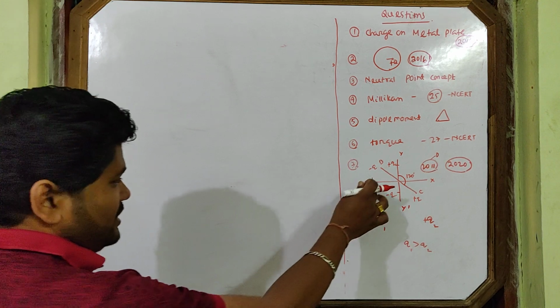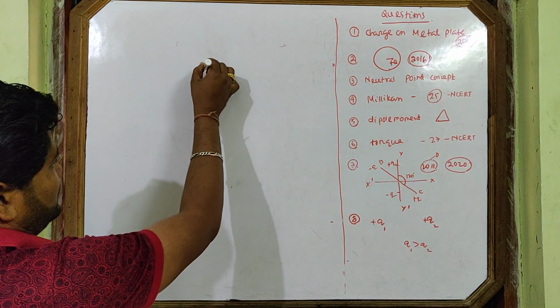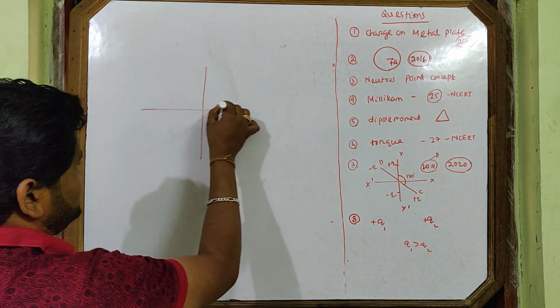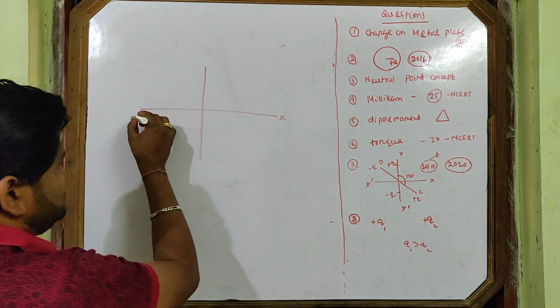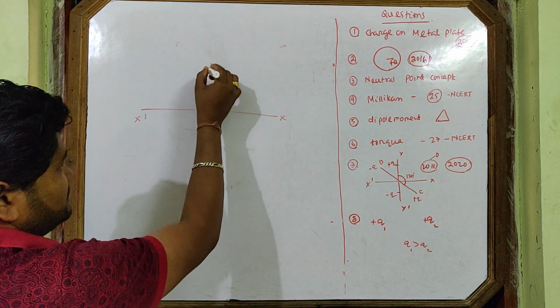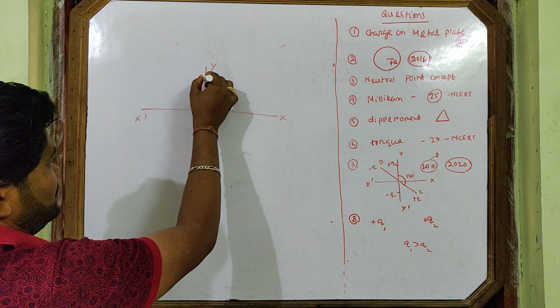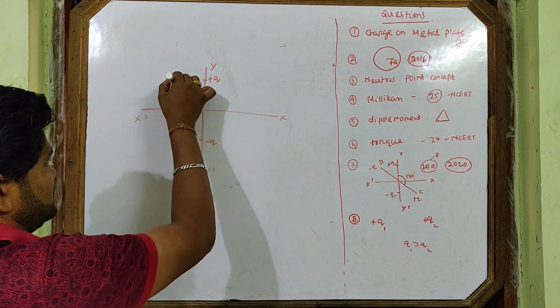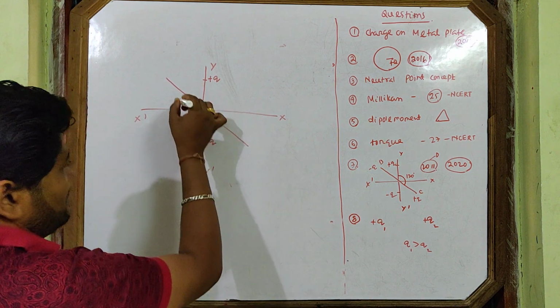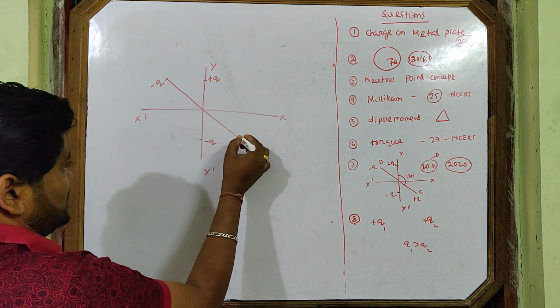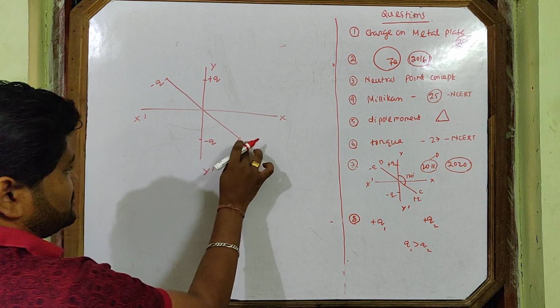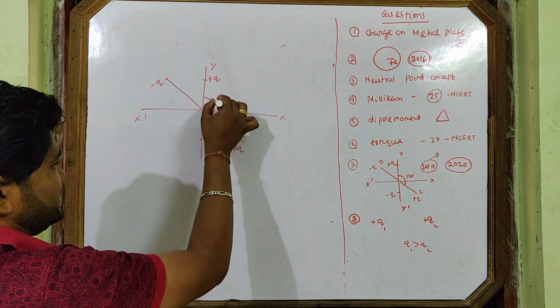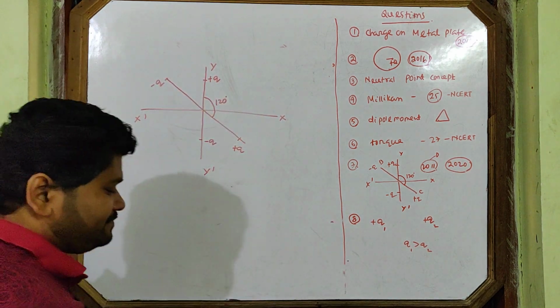Now see, it's a very good question. I am drawing the figure now, all of you see. This is the x-axis, this is x dash, this is y and y dash. The plus q charge is here, the minus q charge is here, another dipole is here, with minus q charge and plus q charge. This angle is given as 180 degrees.